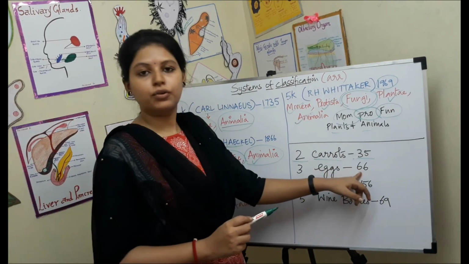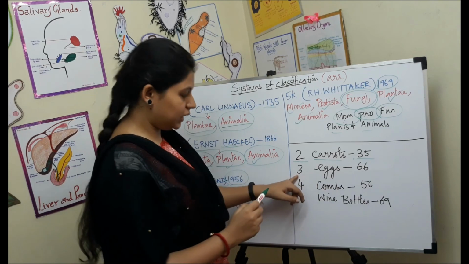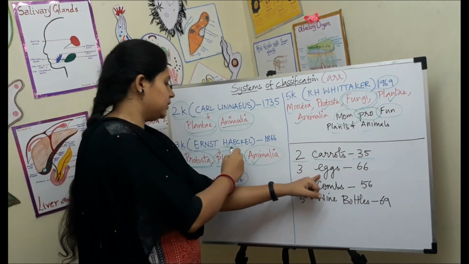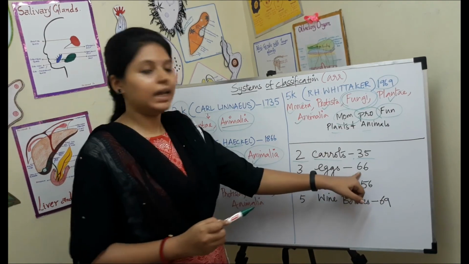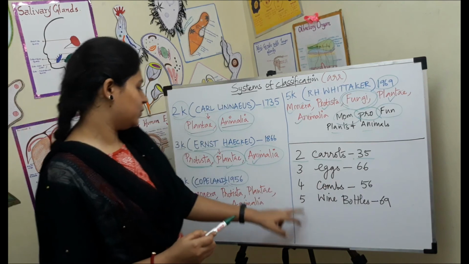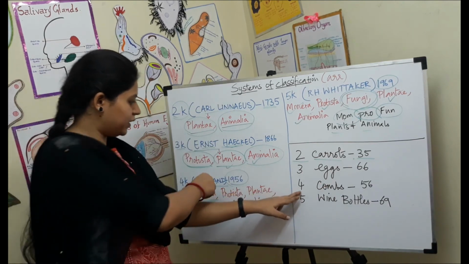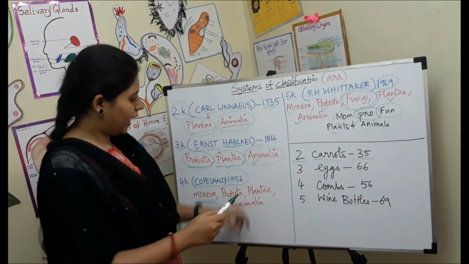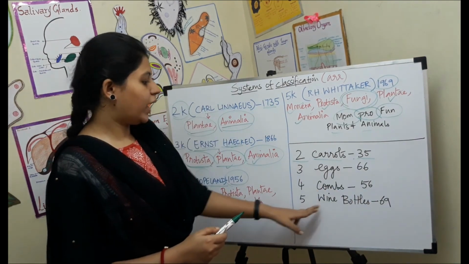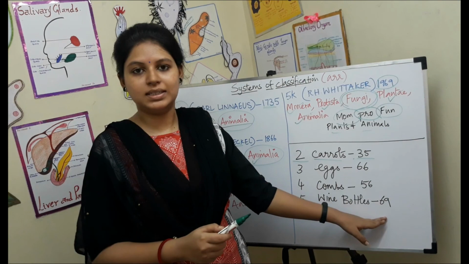3 eggs for 66 rupees. So 3 kingdom system of classification by Ernst Haeckel in the year 1866. Next, 4 combs for 56 rupees. 4 kingdom system of classification by Copeland in the year 1956.